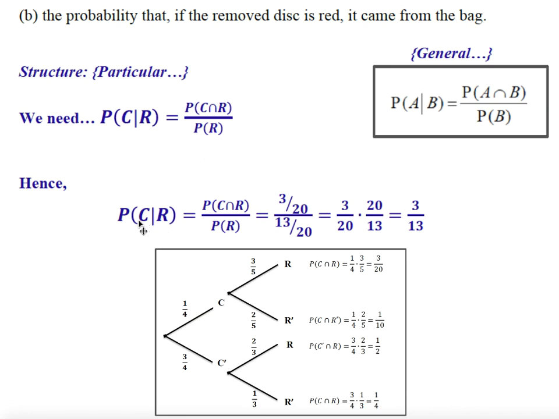So if we're looking for the probability that I pulled a club given I have a red disc in my hand, well, the probability of a red disc was already established in part A. That was 13 chances out of 20. And the chance of just club and red is just this branch of the tree here, which is the product of those two.